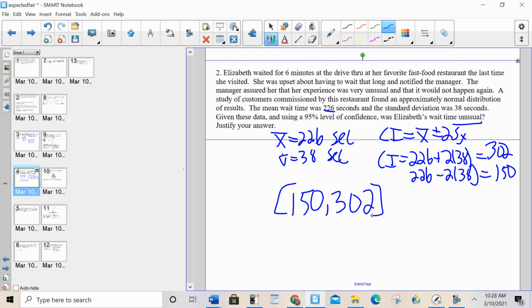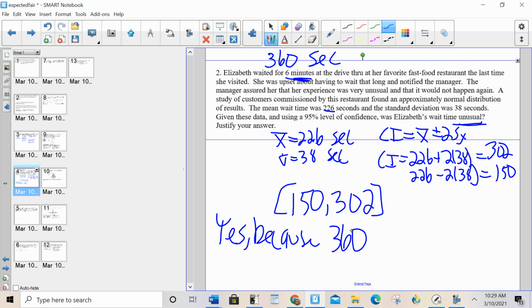So was her time unusual? Well, her time was 6 minutes. So little twist, 6 minutes is 360 seconds. You'd have to multiply it by 60. So is 360 seconds inside the confidence interval? No. So was her time unusual? Yes. It's not an expected value because 360 is not in the confidence interval, the 95% confidence interval.